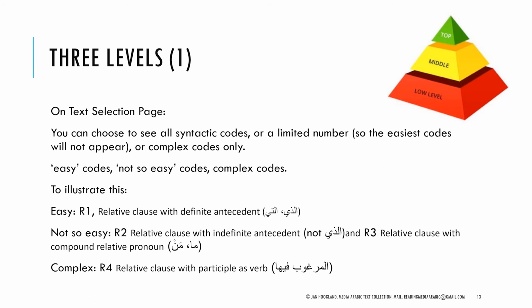There are 3 levels of syntactic information, and on the text selection page you can make a choice whether you want to see all the tips, just a limited number, which will mean that you won't see the easiest ones, or you can also choose to only see the complex codes. So there are 3 different levels of codes, and depending on the choice you make, you will be presented with a number of syntactic codes and tips.